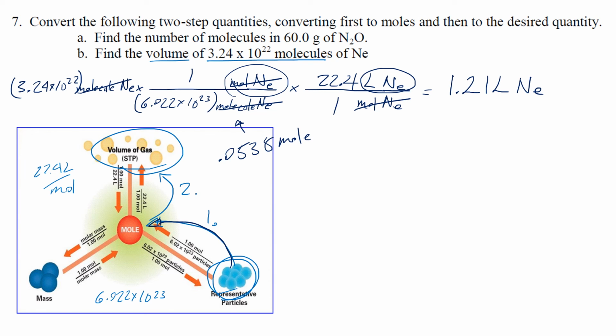Makes sense? In these two-step problems, we're doing what we've always done in dimensional analysis. We put the unit we went out of on the bottom, the unit we went into on top, and then, like always with stoich, we go to moles first.